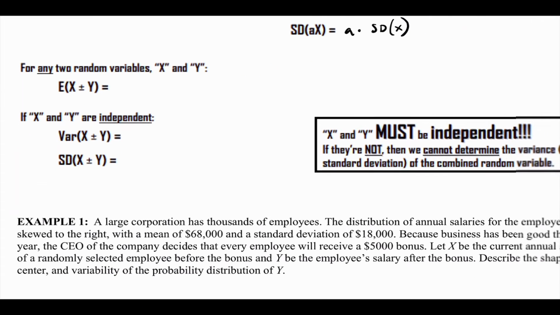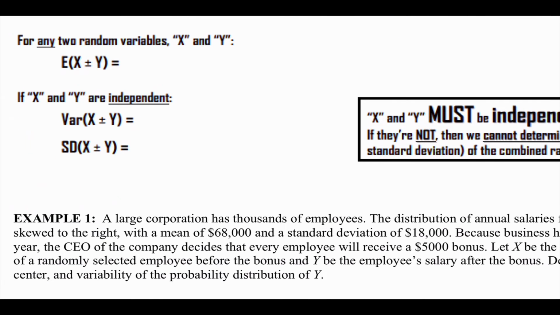Well, you would take the expected value from the first one and either add or subtract the expected value of the second one. You would do the same thing for variance and standard deviation if they are independent, only if they are independent. If they're not independent, we can't do this. So you have to verify they're independent.